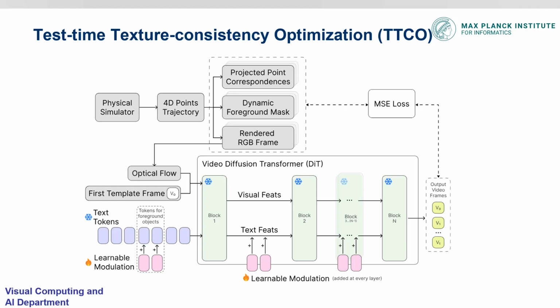For the learnable parameters, we chose to optimize modulations to text tokens and features in intermediate layers of the diffusion model, as we find that this helps the texture optimization to be more localized in targeting the foreground objects, while preserving the quality of the background.